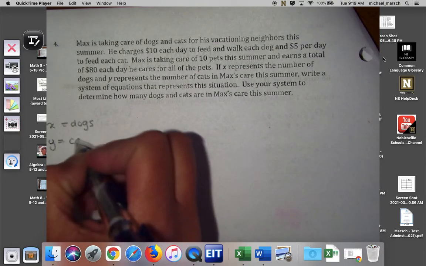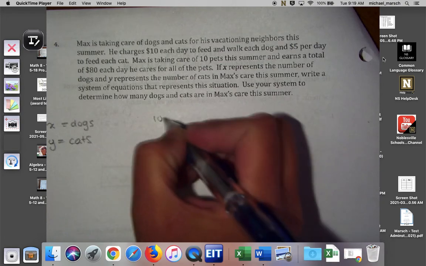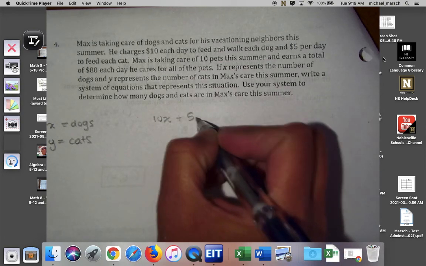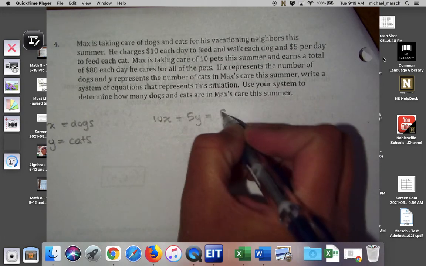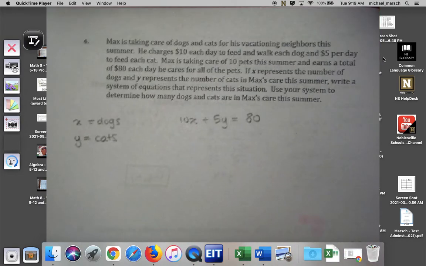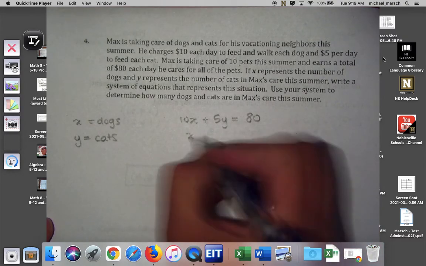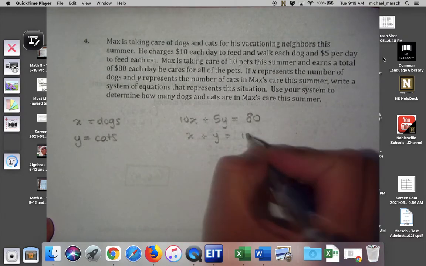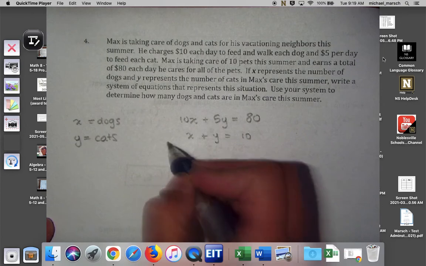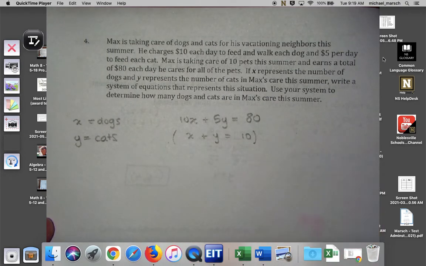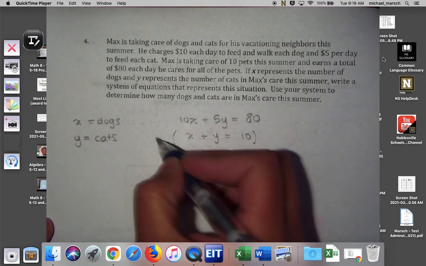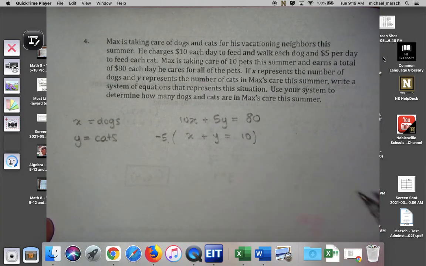Y represents cats. I know he charges $10 per dog plus $5 per cat, and he made $80, right? They also tell us that he had 10 total pets. So we know that X plus Y equals 10. So I'm going to do elimination method again. So I'm going to multiply this all by negative 5, so my Y's will cancel out.